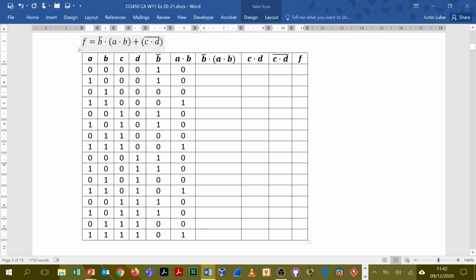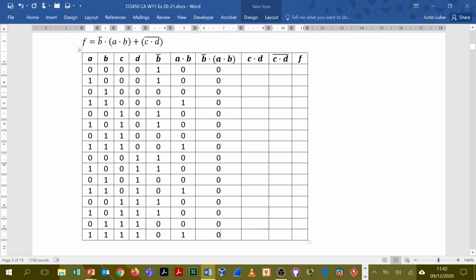Now, because we've got this part of our expression built, so we've got NOT B and we've got A AND B, now we can do this bit, NOT B AND A AND B. So we can look at these. Again, AND is what we are looking for. The output of the A AND B and the NOT B must both be 1 in order for us to get 1 here. So that's 0, 0, 0, 0, 0, 0, 0, 0, 0, 0, 0, 0, 0, 0, 0, 0. Actually, it never gives us a 1 output on that side, which is interesting.